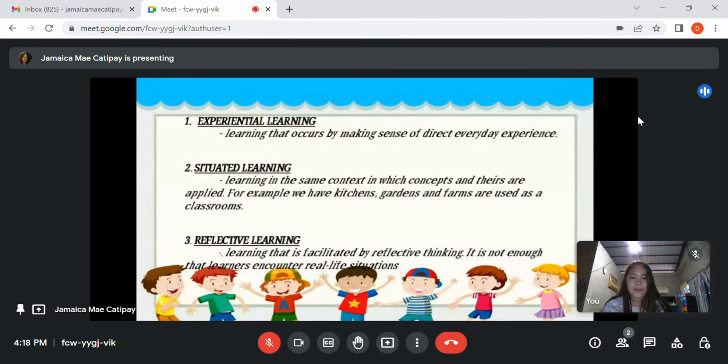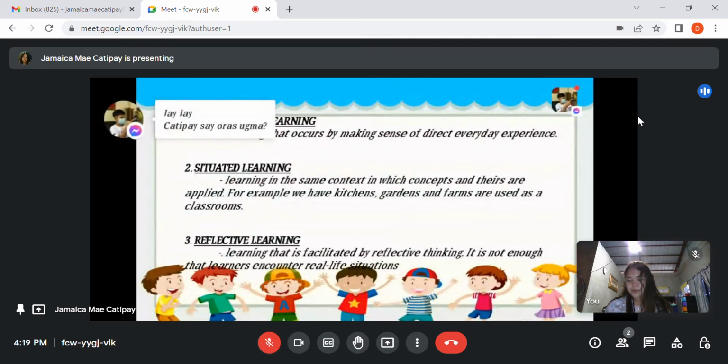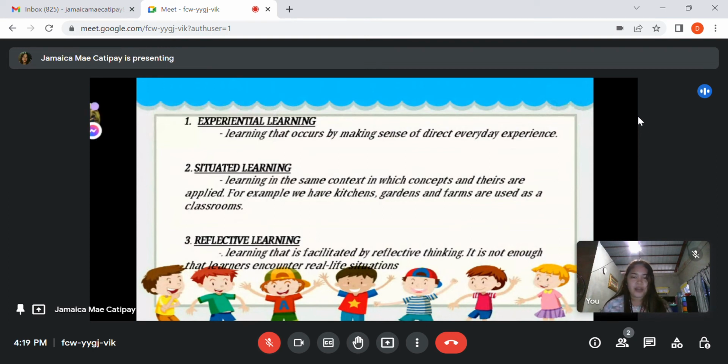Next, we have situated learning. Situated learning is learning in the same context in which concepts and skills are applied. For example, kitchens, gardens, and farms are used as a classroom. Another example is field trips in which students can experience the work environment.